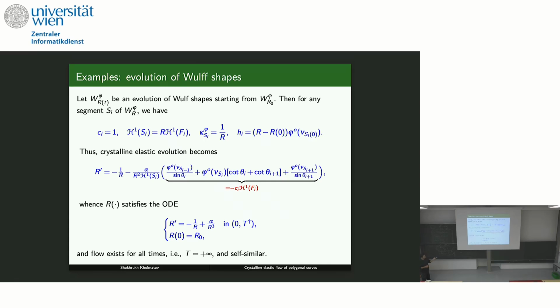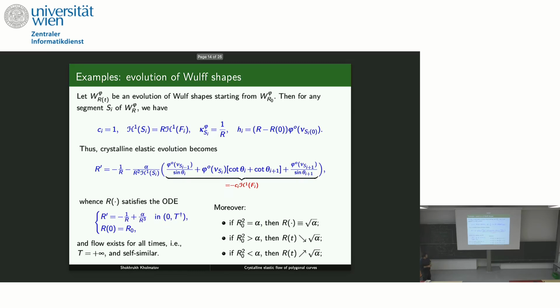And this means my evolution is self-similar. If I solve this equation, if I solve this ODE, my evolution will be self-similar. And one interesting observation is, if my radius is square root of alpha, then evolution stays stationary. It doesn't move. It always stays the same. But if my radius is slightly bigger than the square root of alpha, then my evolution is decreasing.